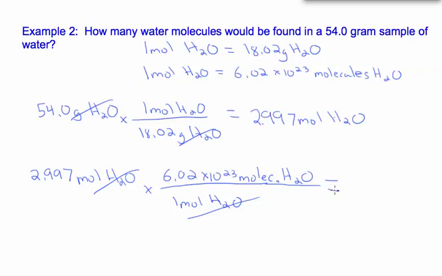If we look at our significant figures, this number has 3, this one has 4, and this one has 3. So we're going to round our answer to 3 significant figures, and that will give us 1.80 times 10 to the 24th molecules of water.